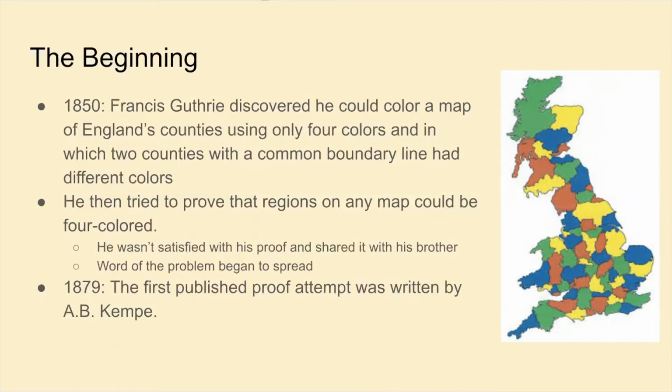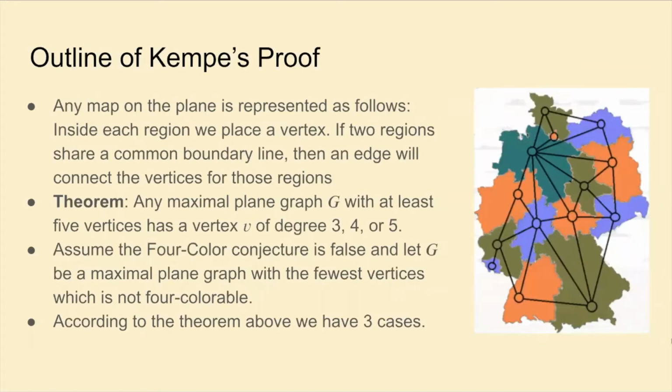He then tried to prove that regions on any map could be four-colored, but he wasn't satisfied with his proof and shared it with his brother, who shared it with his professors, and word of the problem began to spread. In 1879, the first published proof attempt was written by A. V. Kemp. Now we look at an outline of Kemp's proof.